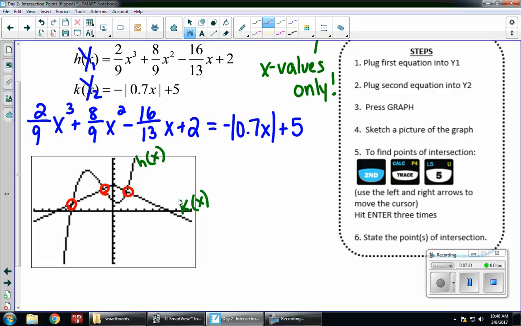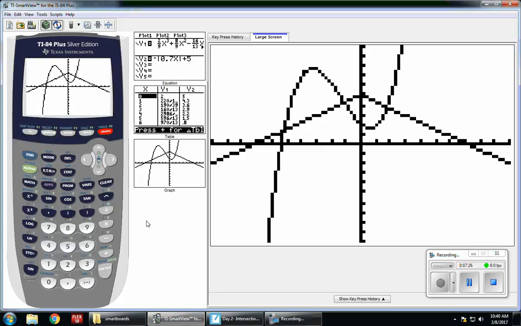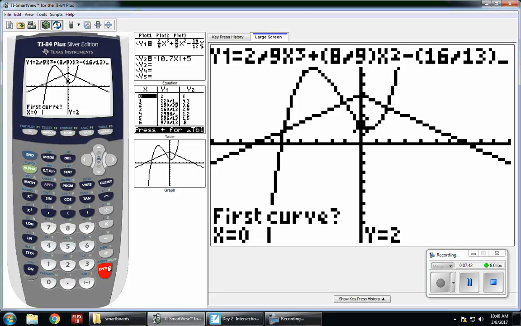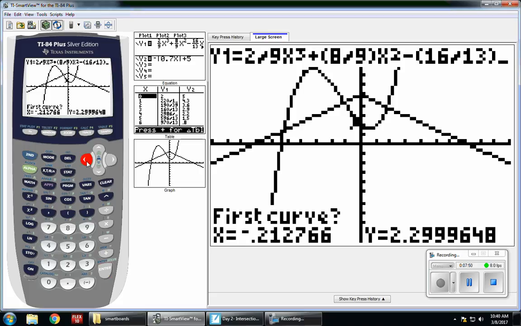So hopefully by now you have your picture sketched. Let's go back to our calculators. So in my calculator, I am going to hit second trace. And I am looking for an intersection. So I'm going to hit choice 5 or scroll down to 5 and hit enter. You should now see a blinking cursor. What you're going to do is you're going to use the right and left arrows in order to go over to that point of intersection. So I'm going to start all the way over with that first point of intersection on the left. So I'm going to scroll over with my arrow.